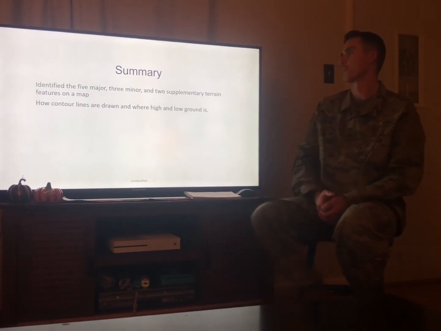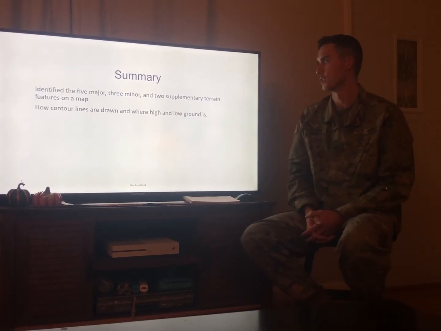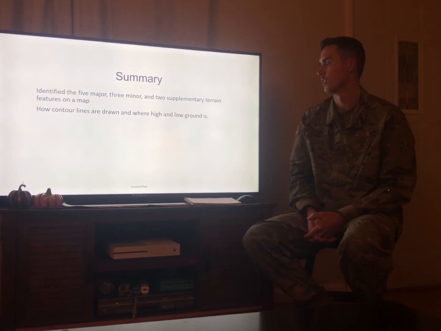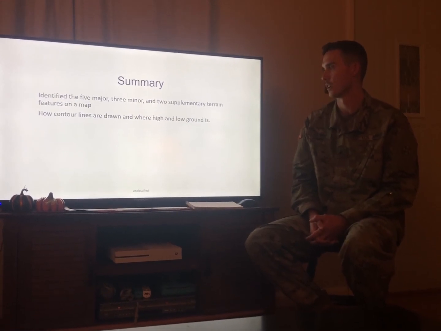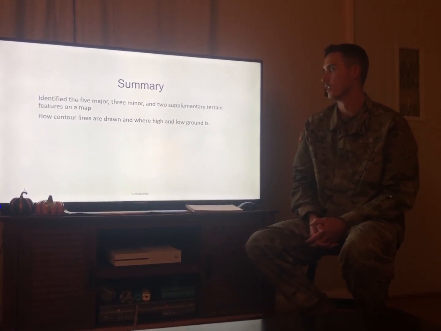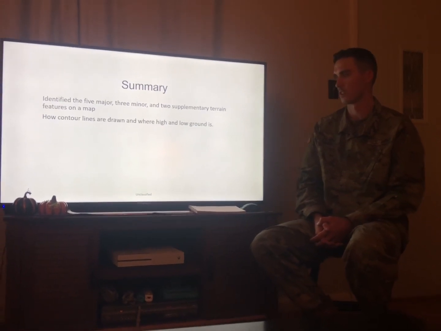In summary, identify the 5 major, 3 minor, and 2 supplementary terrain features on a map, and how the contour lines are identified, and where the high grounds and low grounds are.